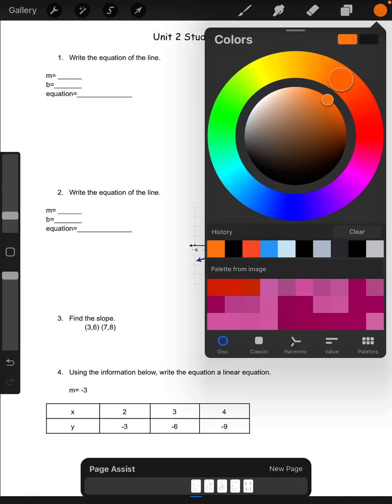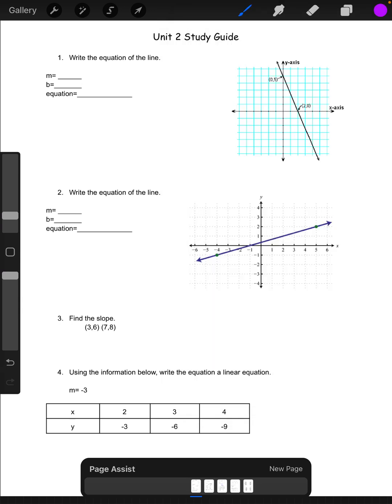All right, we have made it to unit 2. I'm going to change the color just because I have changed the color for the other two. So let's go purple this time. So we've made it to the unit 2 study guide. This one was all about linear functions as graphs.